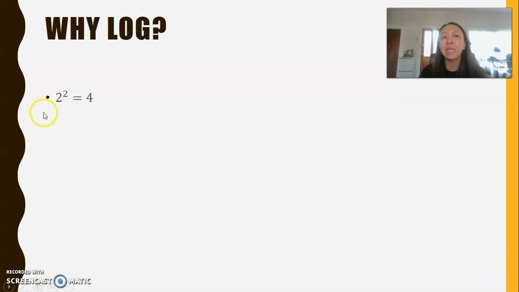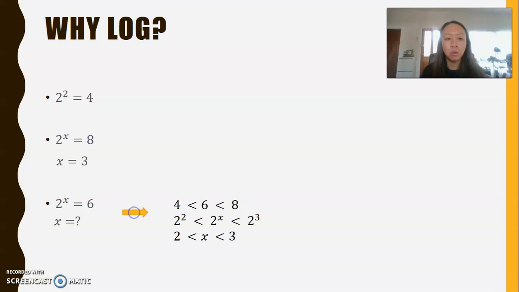So in a very easy equation, we know that 2 power 2 equals 4. So if there's a question, for example, 2 power x equals 8, what will the value of x be? Very easily, we know that x will equal 3. So what if there's a question like 2 power x equals 6, and what is the value of x? We know that 6 is between 4 and 8.